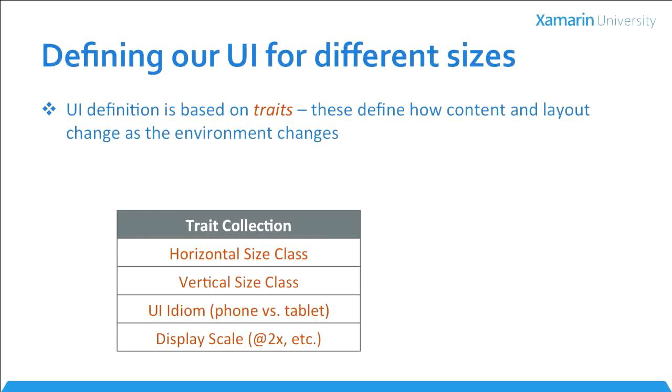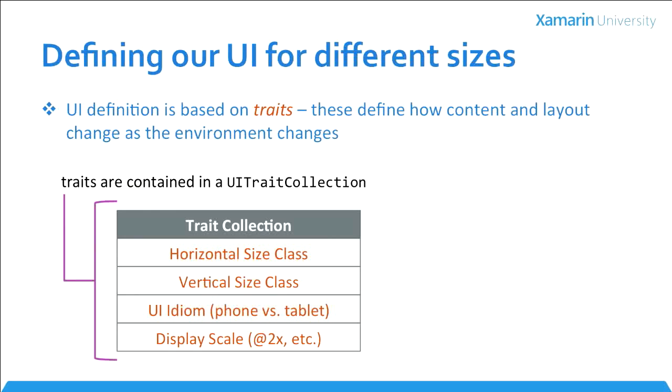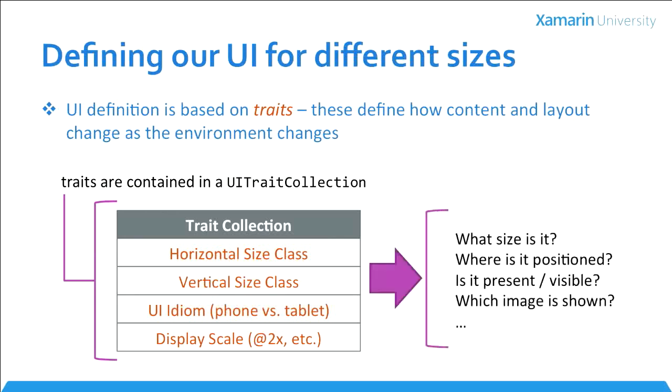And then the fourth one is the display scale. And this used to be just our regular devices versus our Retina. We now have an @3x for the iPhone 6 Plus or our HD screen. Now these four pieces of information together, these four traits, are held as a group in a trait collection. And iOS uses the trait collection to then decide how to lay out and display our UI.